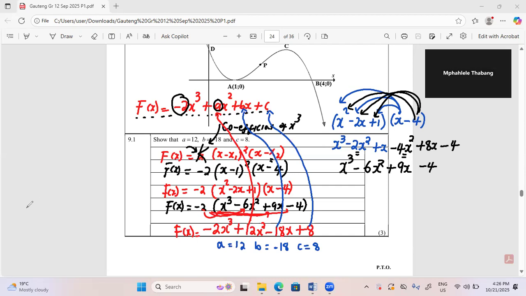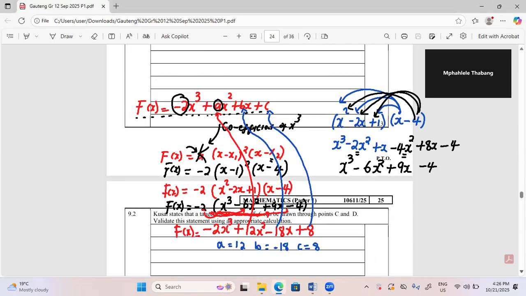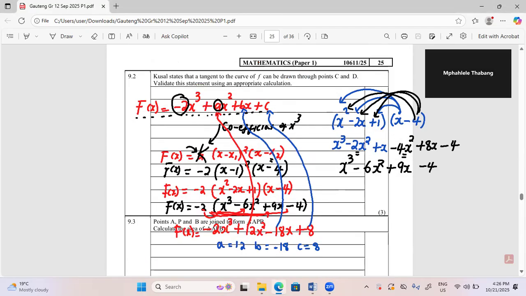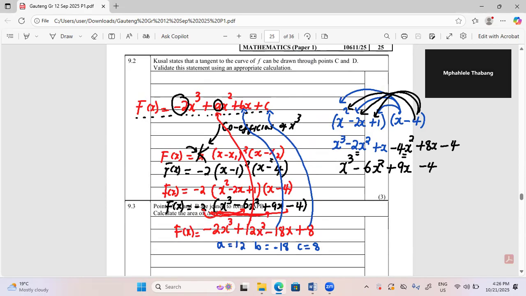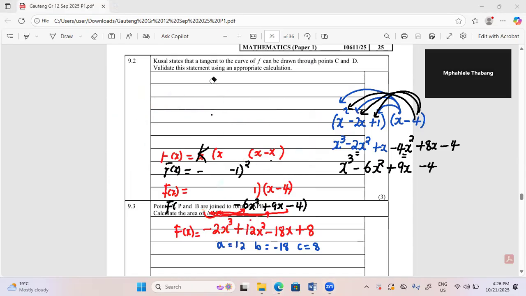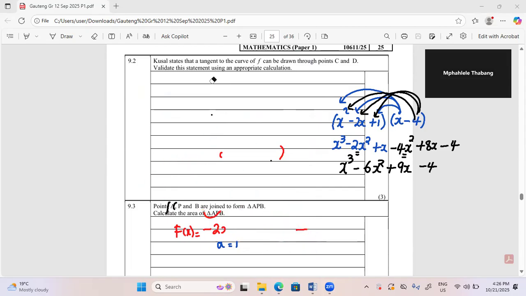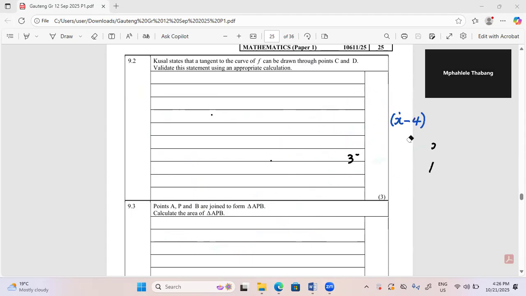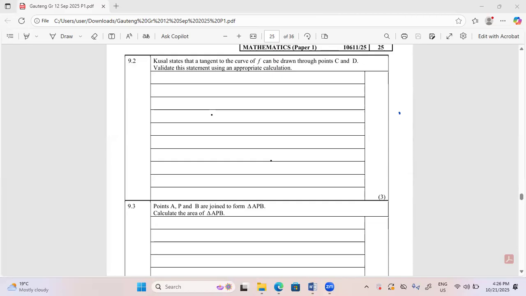Now let's go to 9.2. Husserl stated that the tangent to the curve of f can be drawn through the point C and D. Validate this statement using an appropriate calculation. So Husserl stated that the tangent to f can be drawn through the point C and D.